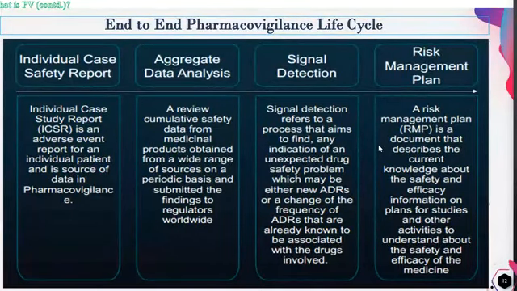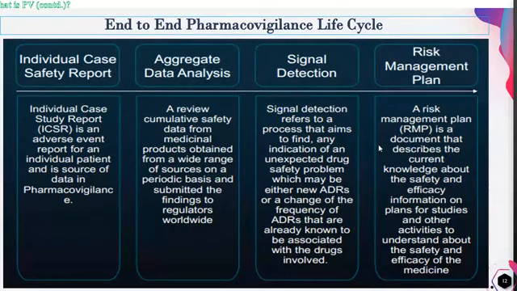Then we have signal detection, which we also saw in the previous slide, but we will look at it again. Signal detection refers to a process that aims to find any indication of an unexpected drug safety problem, which may be either a new ADR or a change in the frequency of adverse drug reactions already known to be associated with the drugs involved. It's a very demanding field right now, but it needs some exposure and experience in ICSR processing.